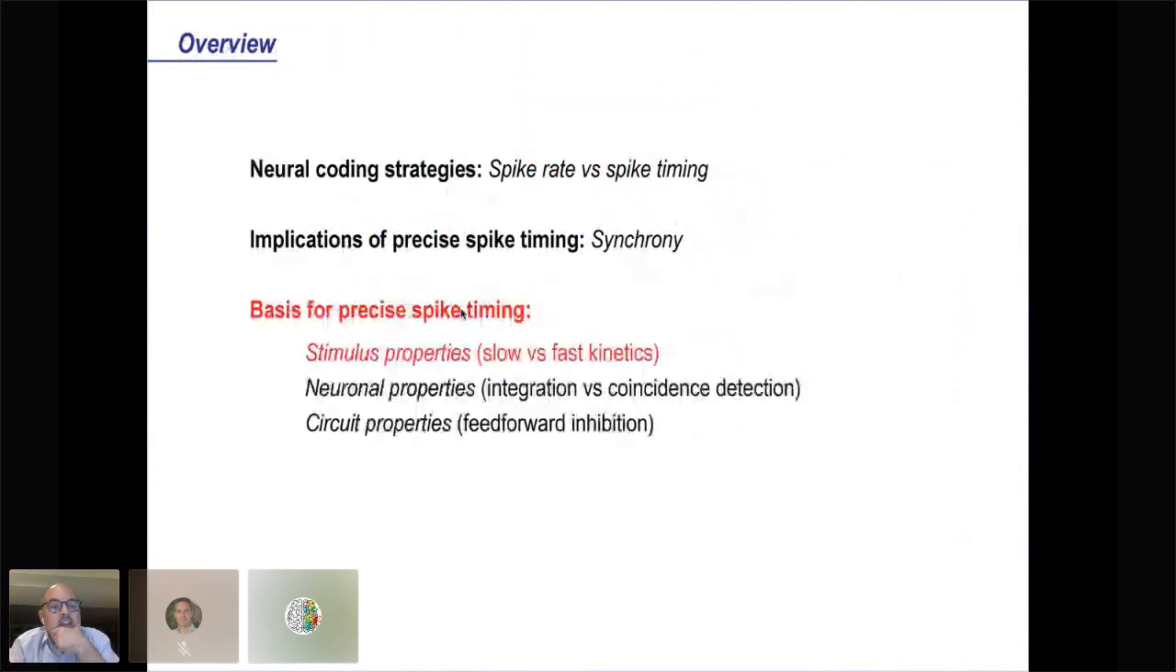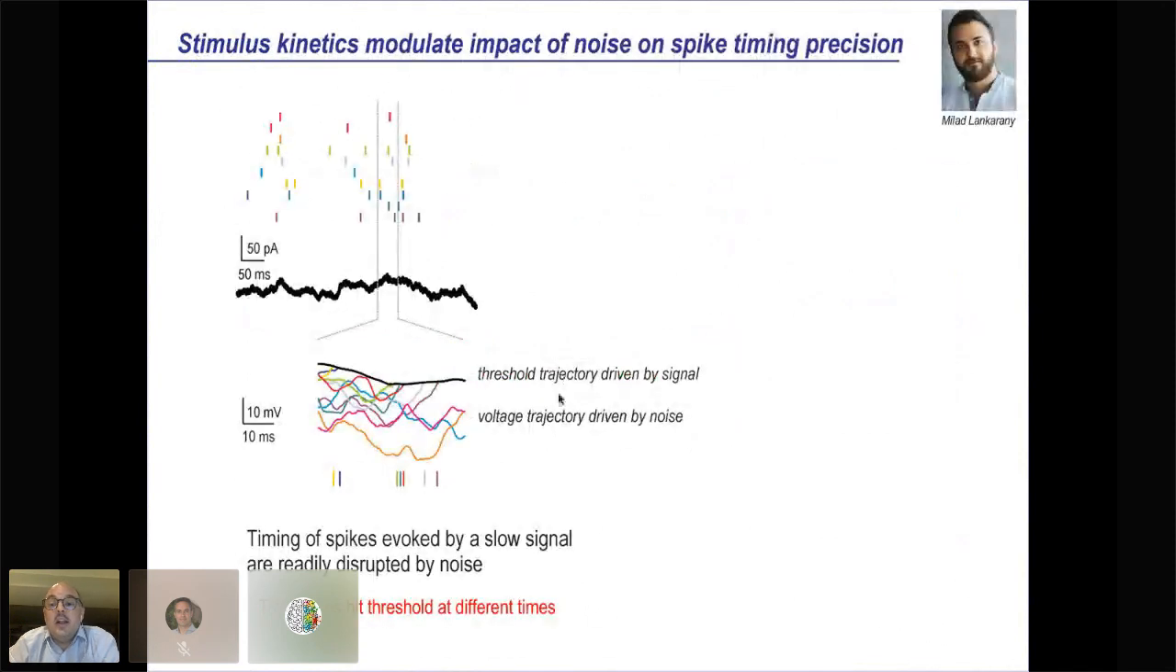So now what I'd like to do is take you to look at the basis for this precise spike timing, focusing first on the stimulus properties, because I've already alluded to the fact that the kinetics are important, that fast events tend to encourage synchronization, whereas slow ones don't. And what I'd like to do is to give you a little bit of intuition as to what's happening. So what I'm showing you here are rasters from a number of leaky integrate and fire neurons that are each receiving exactly the same sort of slow fluctuating noisy stimulus, but each of them is receiving independent noise. So the same signal, but different noise.